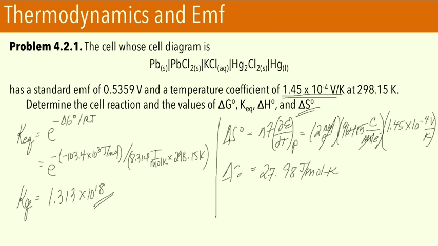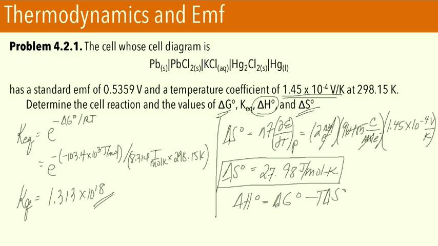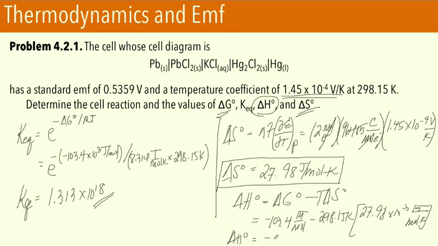Now that we know delta S naught, and we also previously calculated delta G, we could directly calculate delta H from our relationship: delta H naught is equal to delta G naught minus T delta S naught. So this is equal to negative 103.4 kilojoules per mole reaction minus the temperature, 298.15 Kelvin, times our delta S naught. Let's just put it in kilojoules, so this is 27.98 times 10 to the negative 3 kilojoules per mole Kelvin. Ultimately, our delta H naught is equal to negative 111.7 kilojoules per mole.